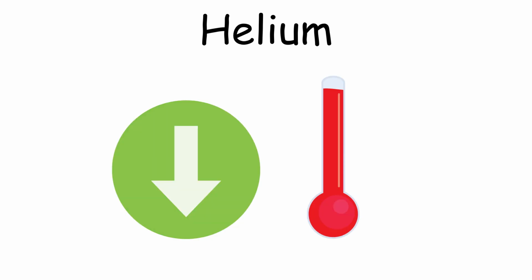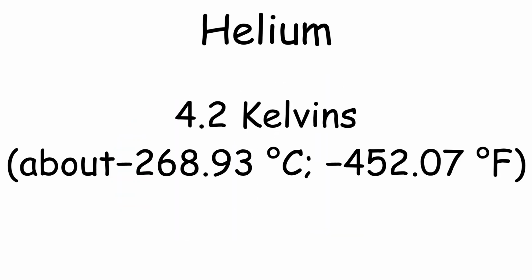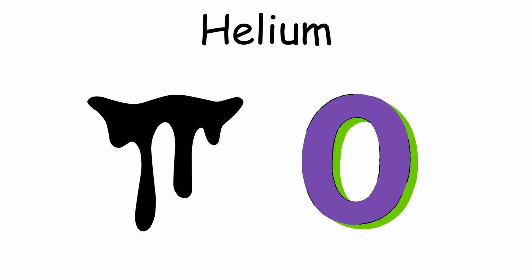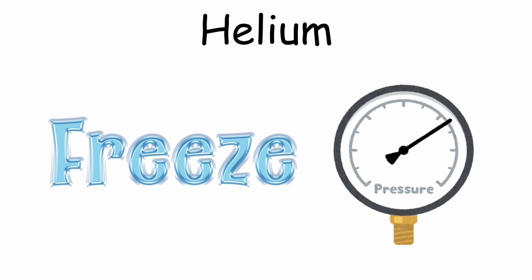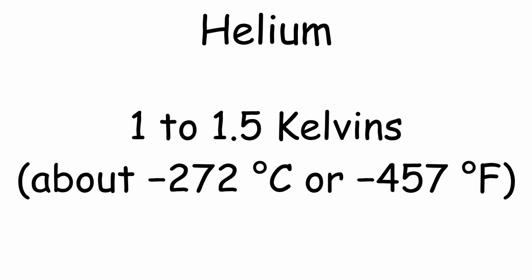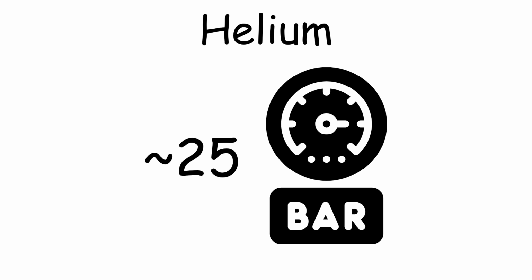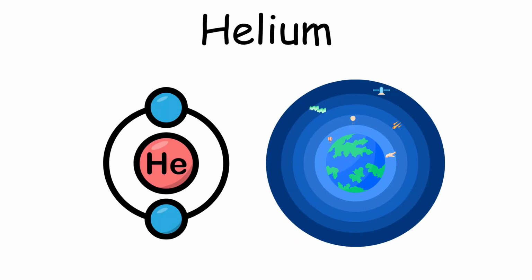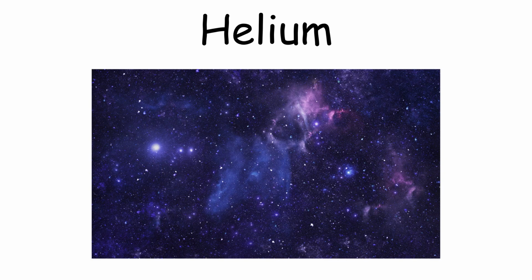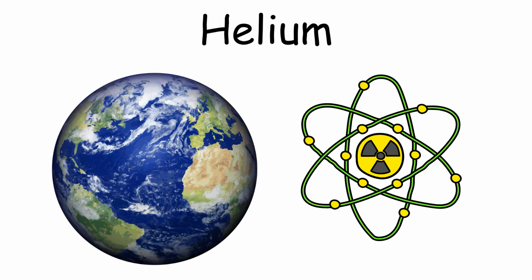It has the lowest boiling point among all the elements and liquefies when cooled at 4.2 kelvins at atmospheric pressure, remaining a liquid even at the temperature of absolute zero. Helium does freeze at high pressure, requiring a temperature of 1 to 1.5 kelvins at about 25 bar of pressure. Most helium in Earth's atmosphere escapes into space, and any helium on Earth comes from radioactive decay.